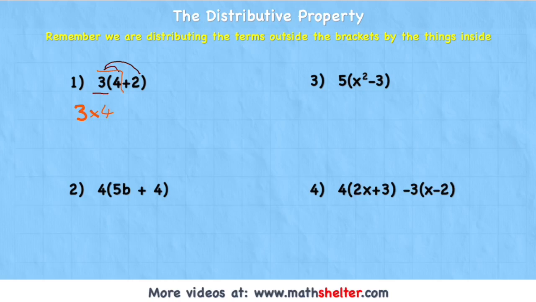That's that first part of my distribution done. Now I need to do 3 multiplied by positive 2. So I start by putting the plus symbol, and now I can distribute the 3 to the 2. So I have 3 multiplied by 2.